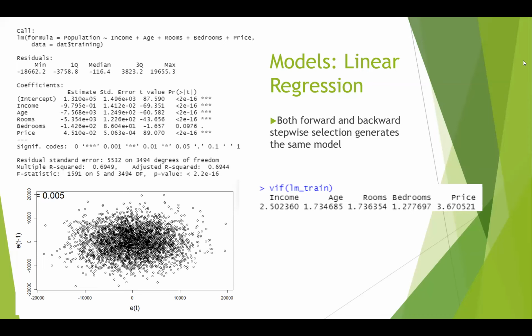I also checked to make sure that the assumptions of a linear model were not violated. So you can see that the VIF for the variables, each of them is below 5. And the error terms don't appear to be correlated. I don't know what else that blob could be.